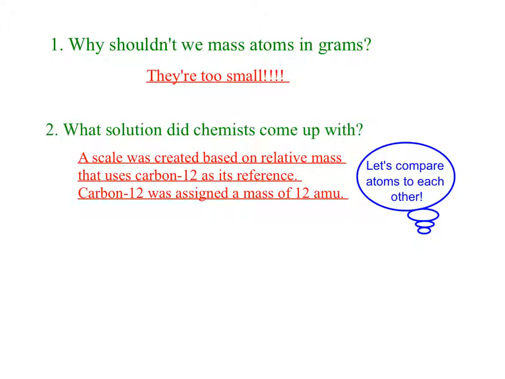In order to actually measure atoms, because we do need to measure them somehow, we created a scale based on relative masses, and we picked carbon-12 kind of as the standard. We said that carbon-12 weighs exactly 12 AMU, and AMU stands for atomic mass unit. When we say we picked this as our scale, that's kind of our starting point. We base every other atom on carbon-12.